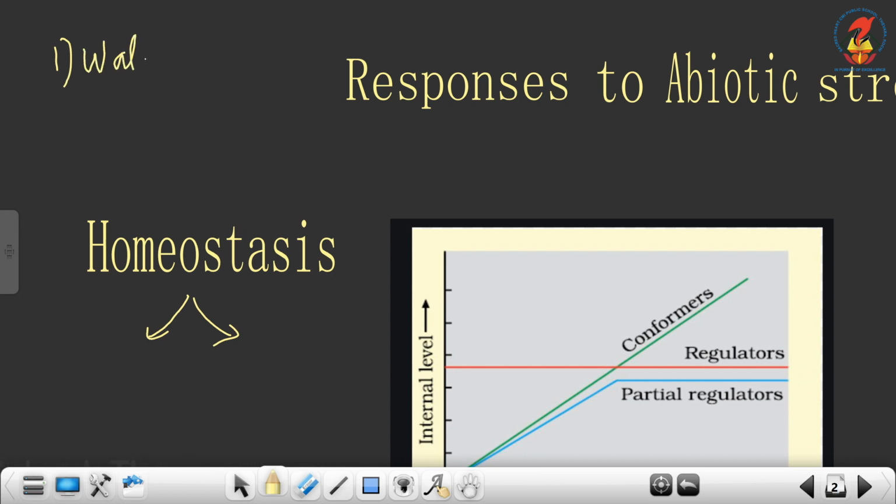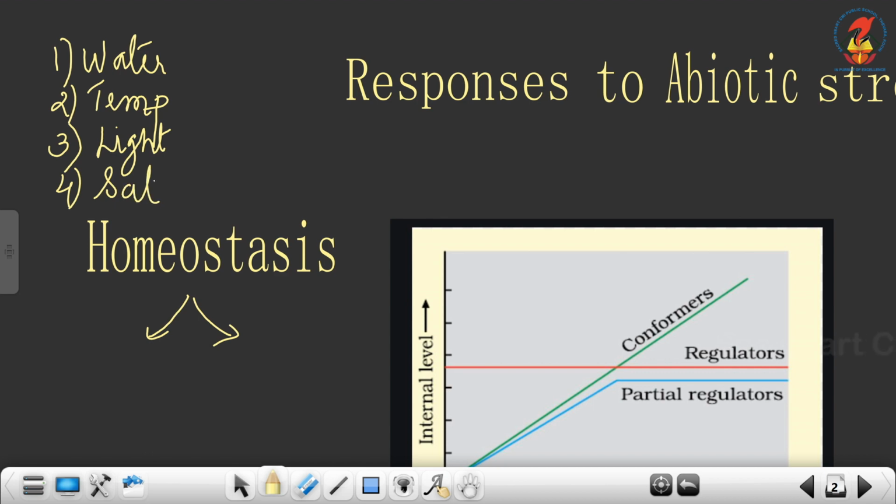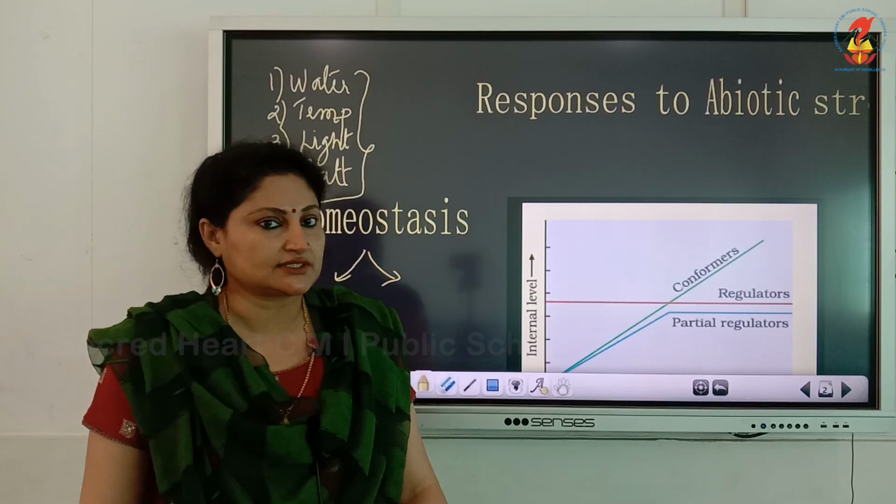water, temperature, light and salinity or salt content. These are the four major abiotic factors influencing the distribution of organisms, both plants and animals, on the earth's surface.